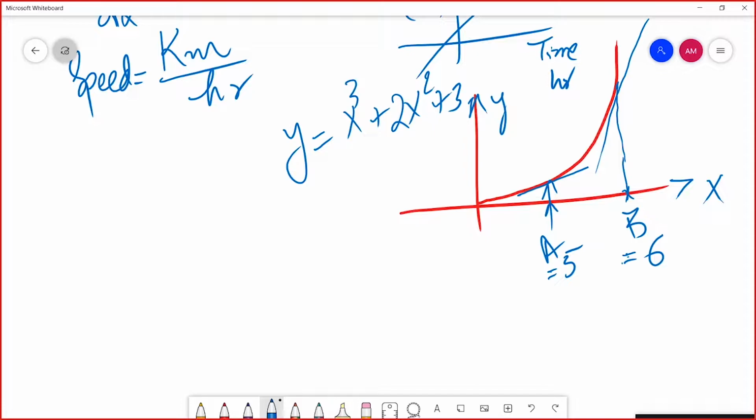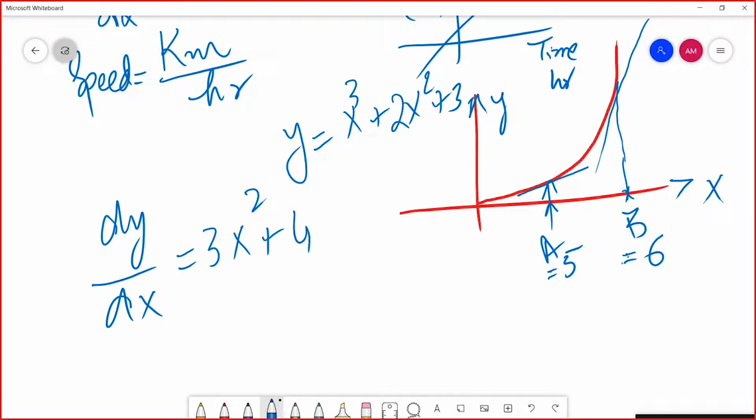First we have to get dy by dx. We do it together. So dy by dx, can you help me to write that? 3x squared plus 4x plus 3. No, no need to put the 3, because it is a constant and there is no variation. So rise over run would be 0, because y2 minus y1 is 0.